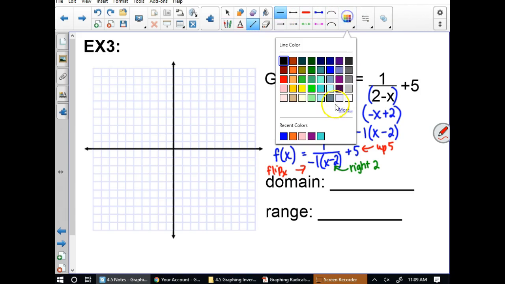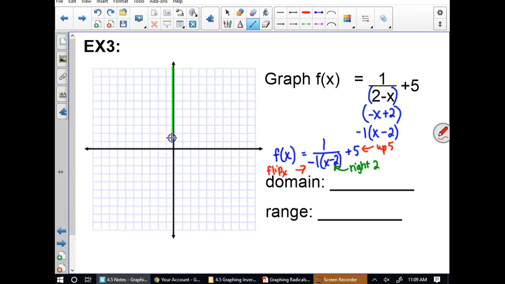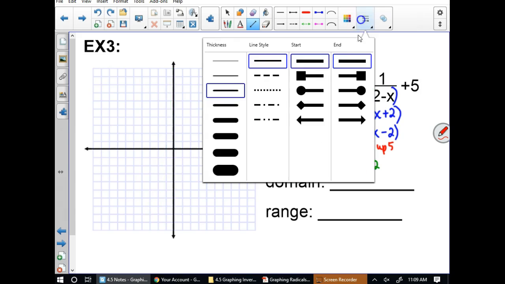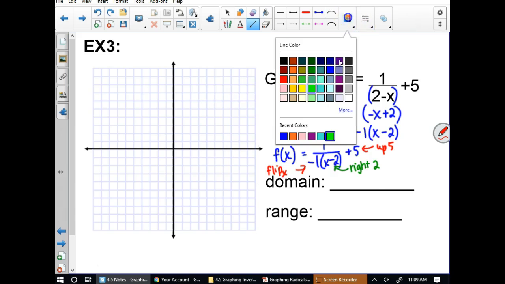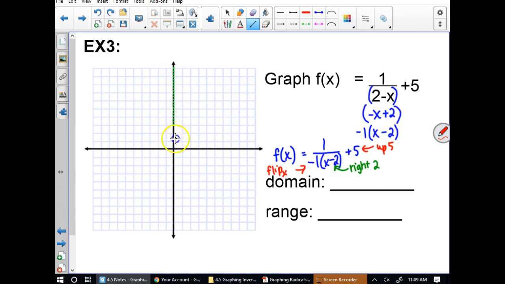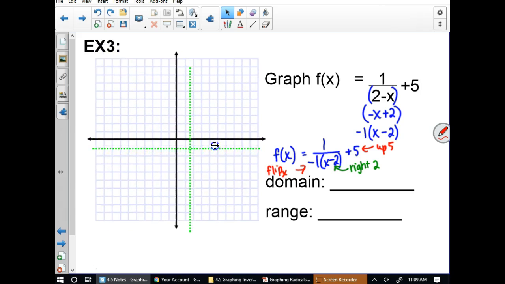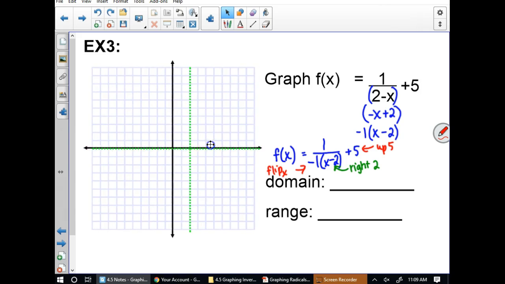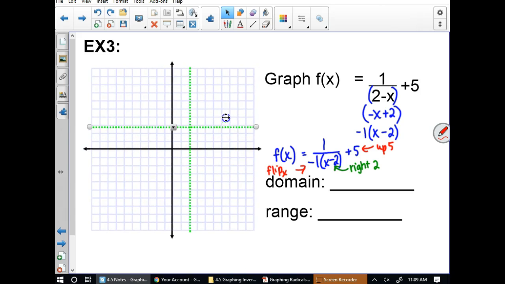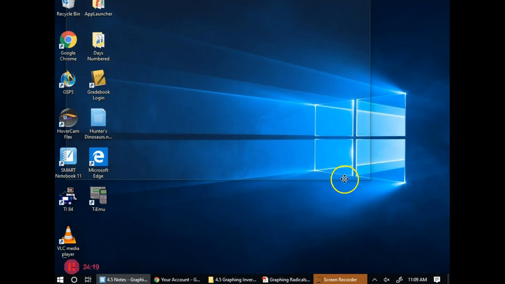Alright, let's, dotted line. So let's graph this one. Alright, we need to move this graph to the right 2. We need to move it up. We need to move our horizontal asymptote up 5. And then we are going to flip the graph.